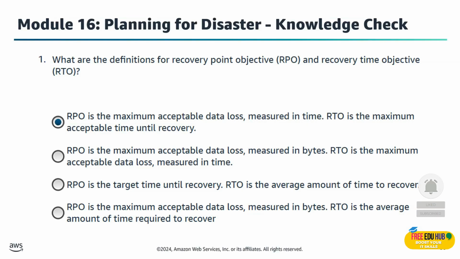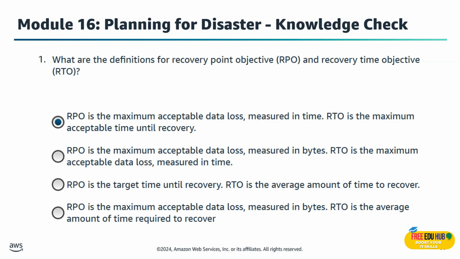Let's start module number 16, which talks about planning for disaster. It's the Amazon Cloud Architecting certification, and we are covering the knowledge check questions. Question number 1 asks: what are the definitions of RPO and RTO?